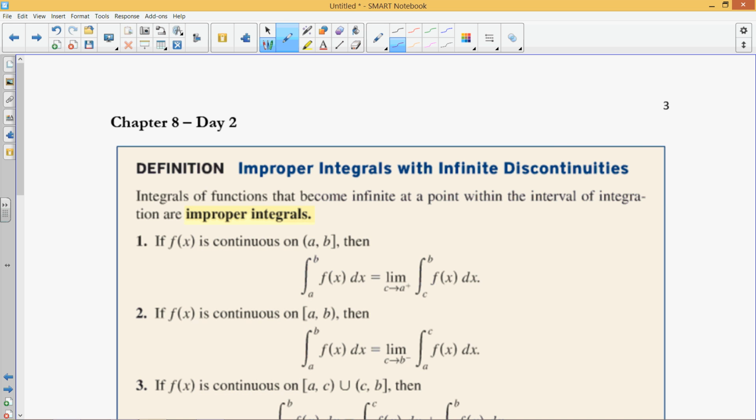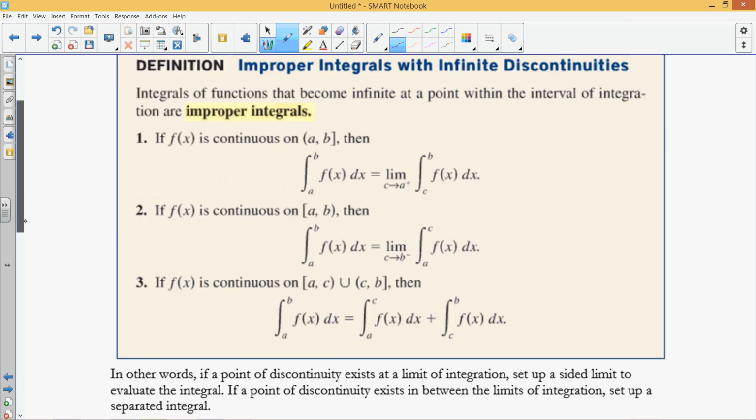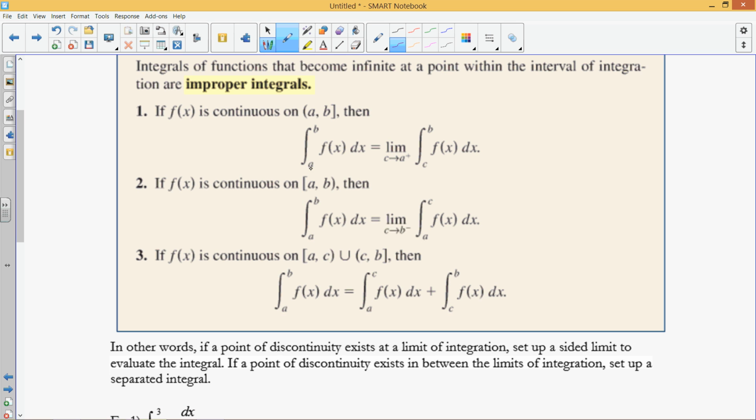Alright, welcome to one more video here about improper integrals. The first video explained how improper integrals work when you have an infinite limit of integration. The other type of improper integral is if instead of an infinite limit of integration, you have a limit of integration where the function itself doesn't exist.